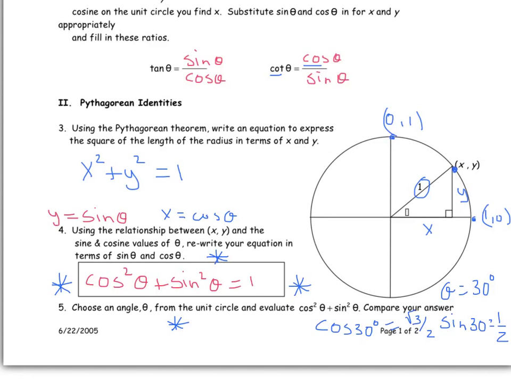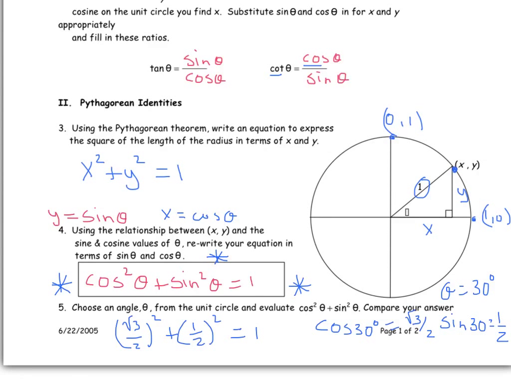Sorry for bunching everything together. And let me erase that to give me more space. Alright, so now we're going to prove that this works for any angle. So cosine squared of theta, which means we take the cosine value, root 3 over 2, and square it, plus the sine, which is 1/2, and square that. This should equal 1. Well, let's see.